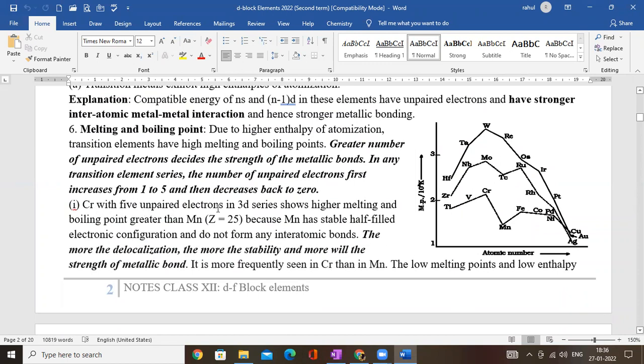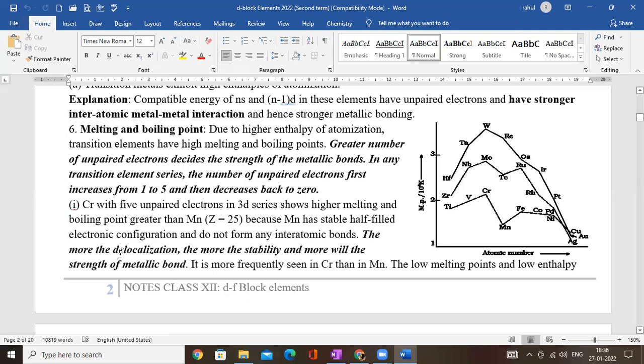Chromium with 5 unpaired electrons in 3D series shows higher melting and boiling point greater than Mn, because Mn is already stable in half filled electronic configuration. So it won't go for what? Interatomic bond formation. That means anything which is already stable, why is it going to go for interatomic bond formation?